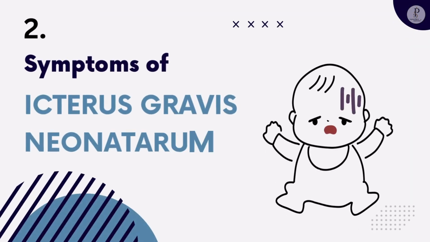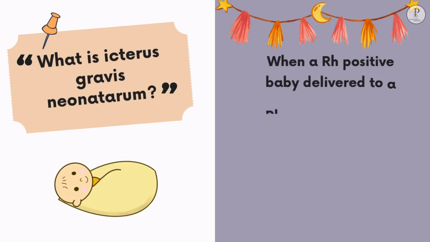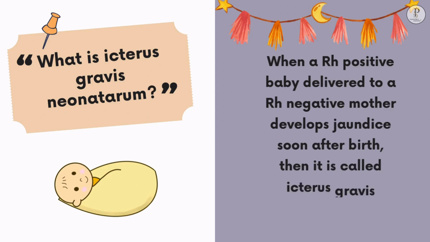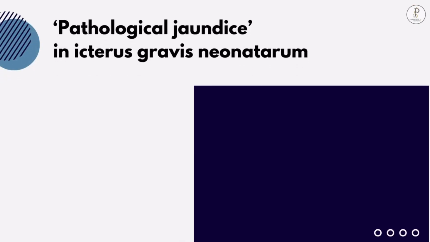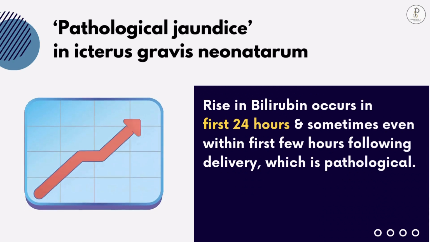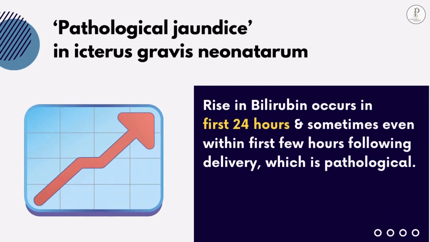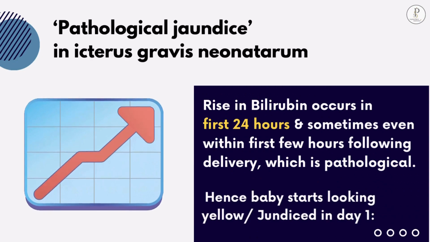Symptoms of icterus gravis neonatorum. What is icterus gravis neonatorum? When Rh positive baby delivered to a Rh negative mother develops jaundice soon after delivery, it is called icterus gravis neonatorum. Pathological jaundice and icterus gravis neonatorum: increase in bilirubin occurs in first 24 hours and sometimes even in first few hours following delivery, which is pathological. Hence, baby starts looking yellow or jaundiced since day 1.